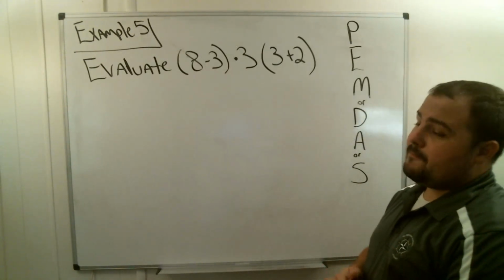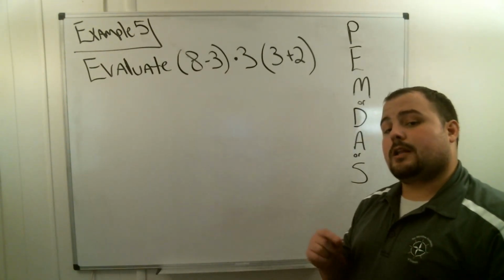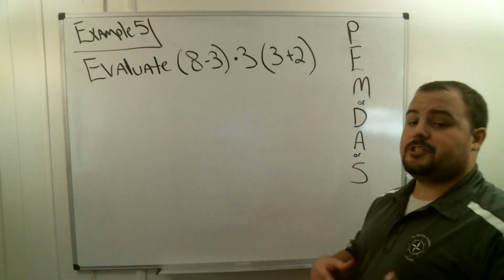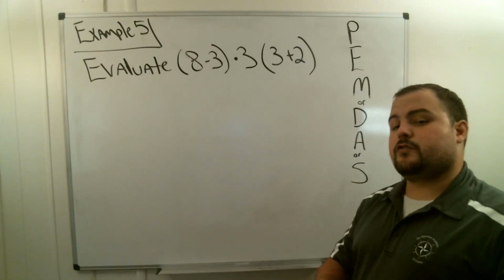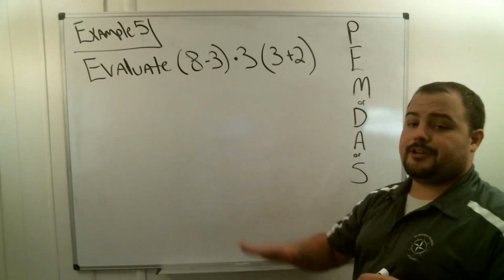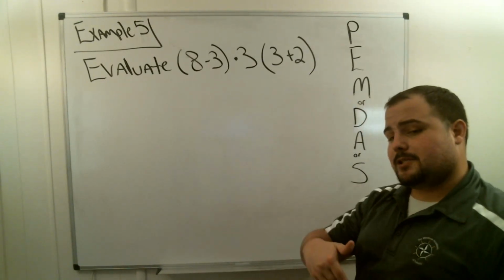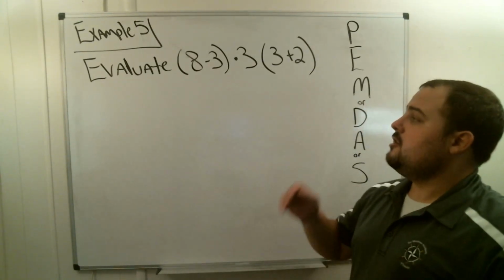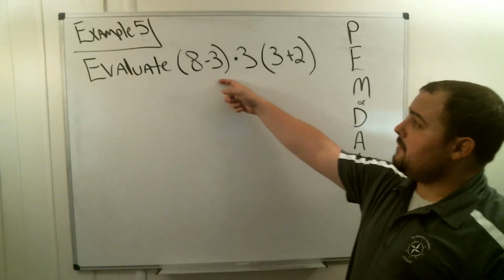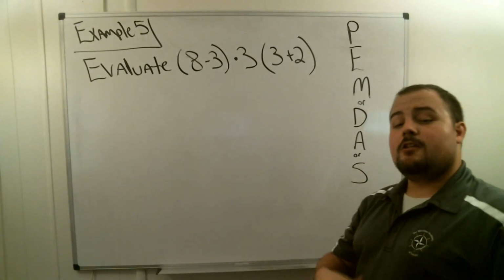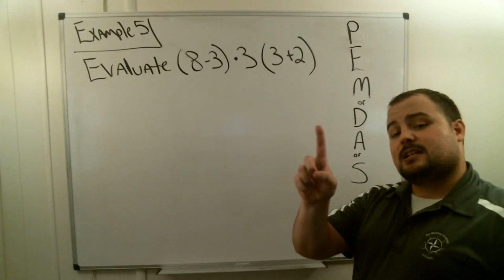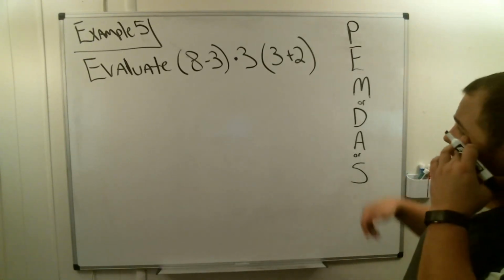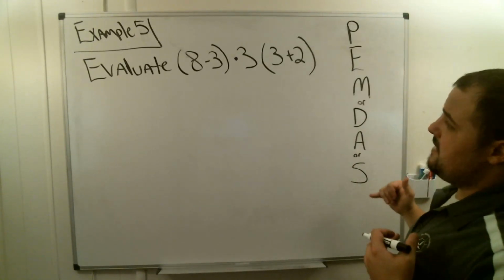Alright, so for example 5, we're still solving numerical expressions. A numerical expression is just an expression that involves only numbers. Notice there's no algebra here, no variables. And that's what we've been solving previously, and I forgot to mention that. Numerical expressions are problems that have no variables, whereas an algebraic expression has at least one variable. So in this case, we're going to solve this by using PEMDAS.